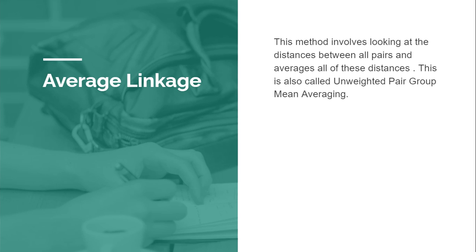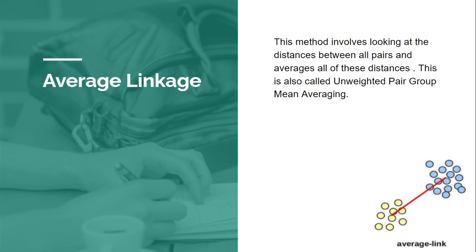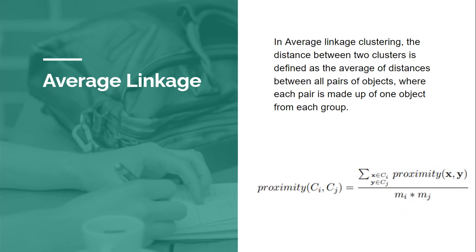We will use average linkage to compute the distance between two clusters. This method involves looking at the distance between all pairs and averaging all of these distances. This is also called unweighted pair group mean averaging. Given is a formula to compute the distance between two clusters Ci and Cj.